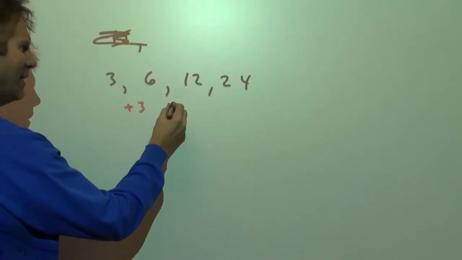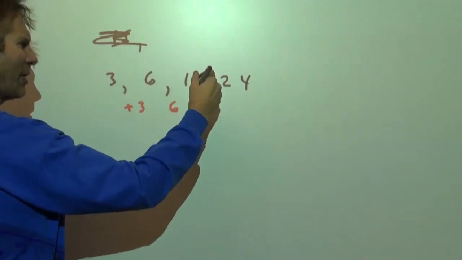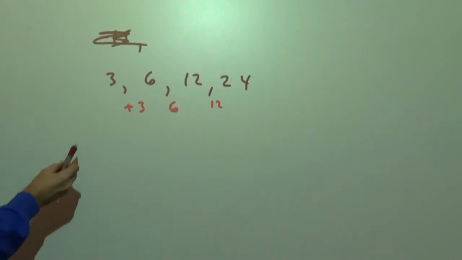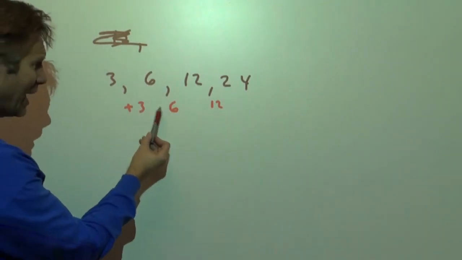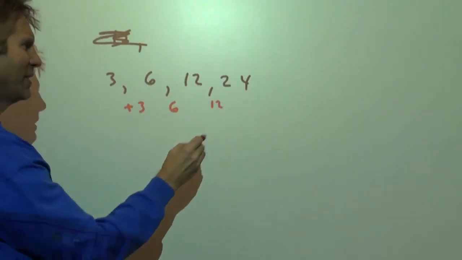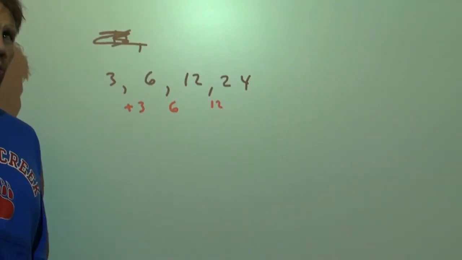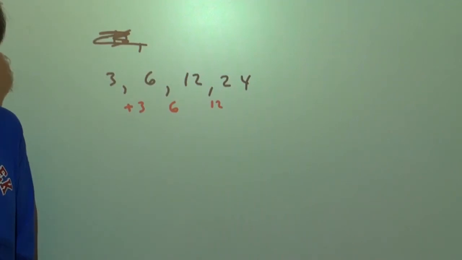12 minus 6 is 6. 24 minus 12 is 12. This is not an arithmetic sequence, because when we go from one term to the next, it's not a common difference. It's a difference that's increasing. So we would say, no, we're not going to get a rule for this because it's not an arithmetic sequence.